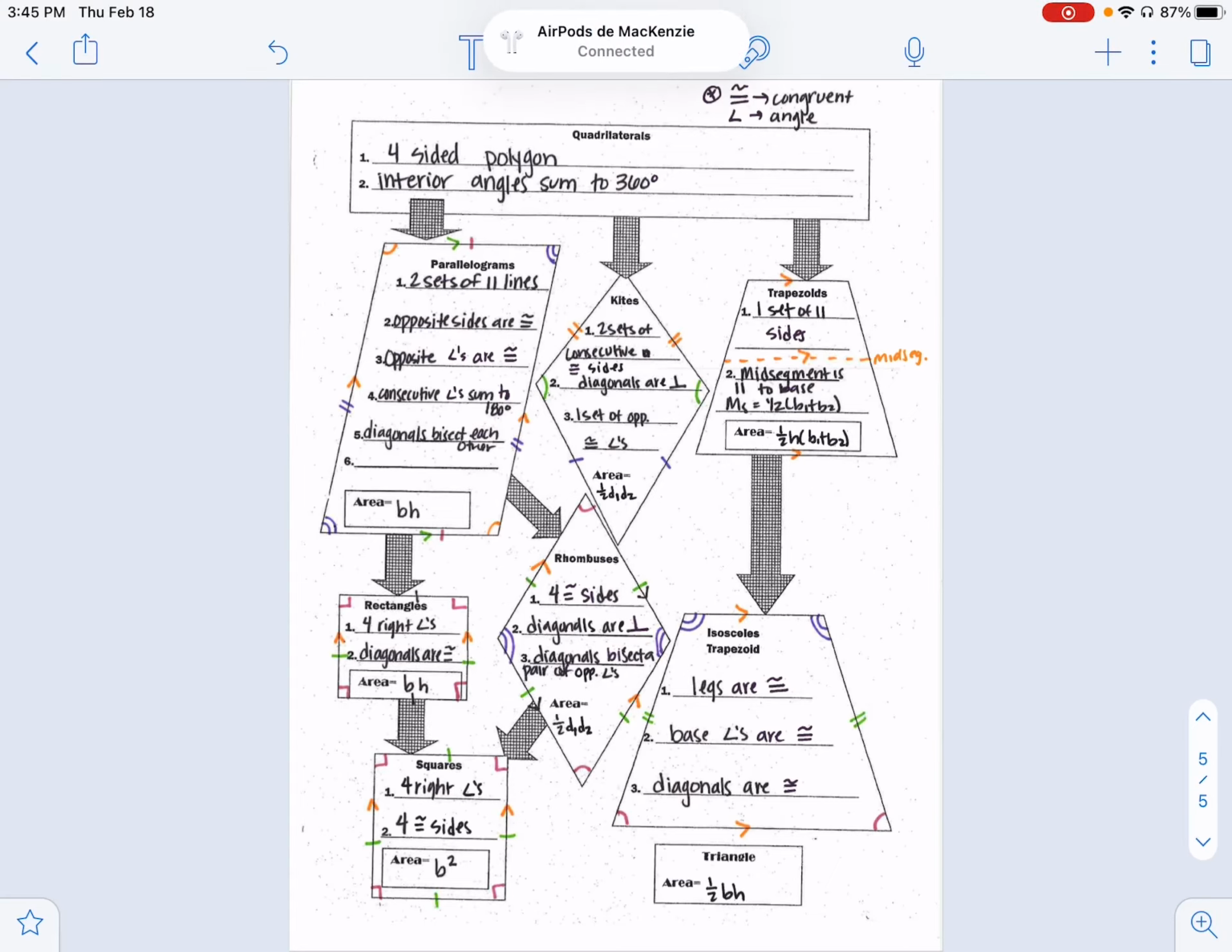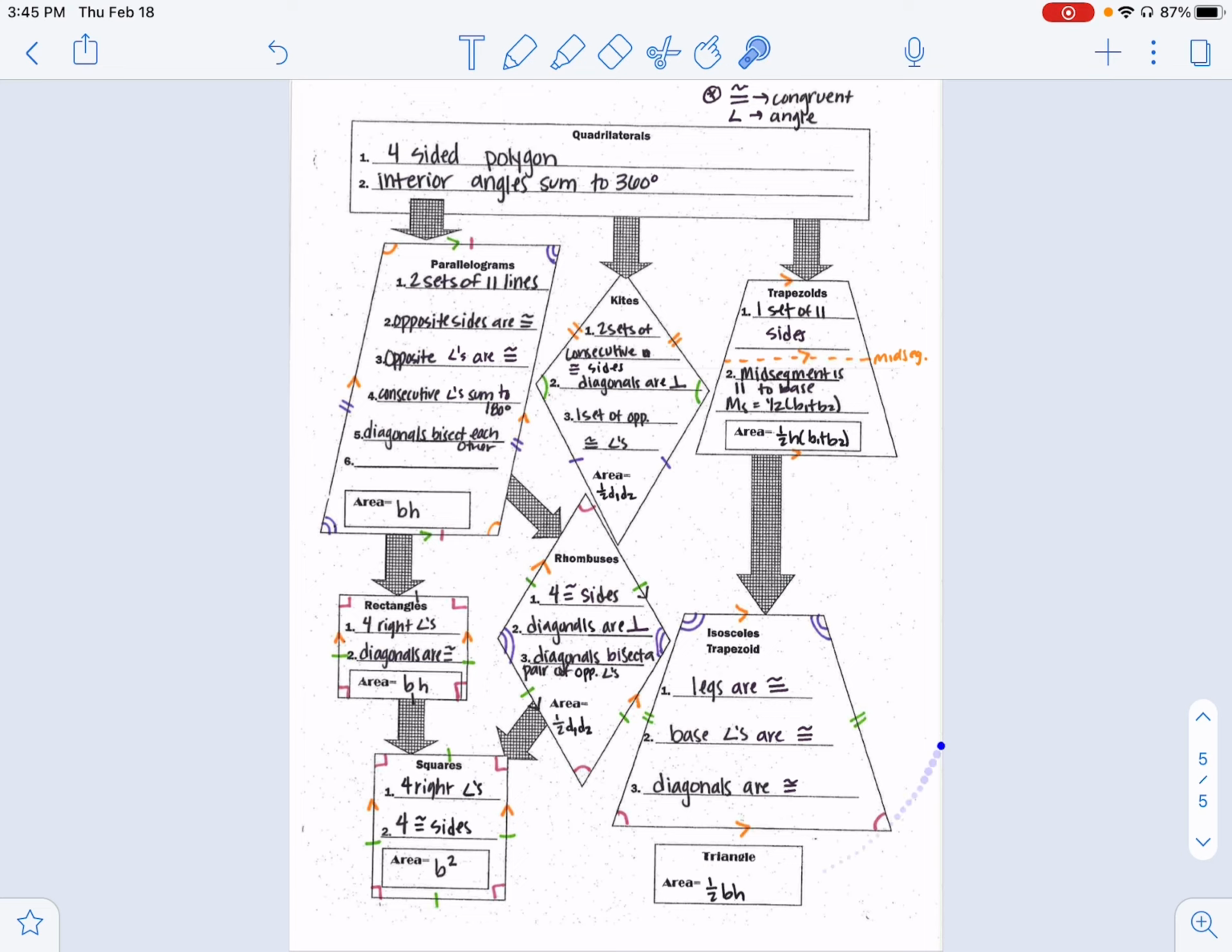Alrighty, so welcome guys. In this video, we're going to be talking about how to do a proof of a quadrilateral on a coordinate plane. So the first thing, in order to feel comfortable with doing these, you need to feel comfortable with the different types of quadrilaterals that you can have.